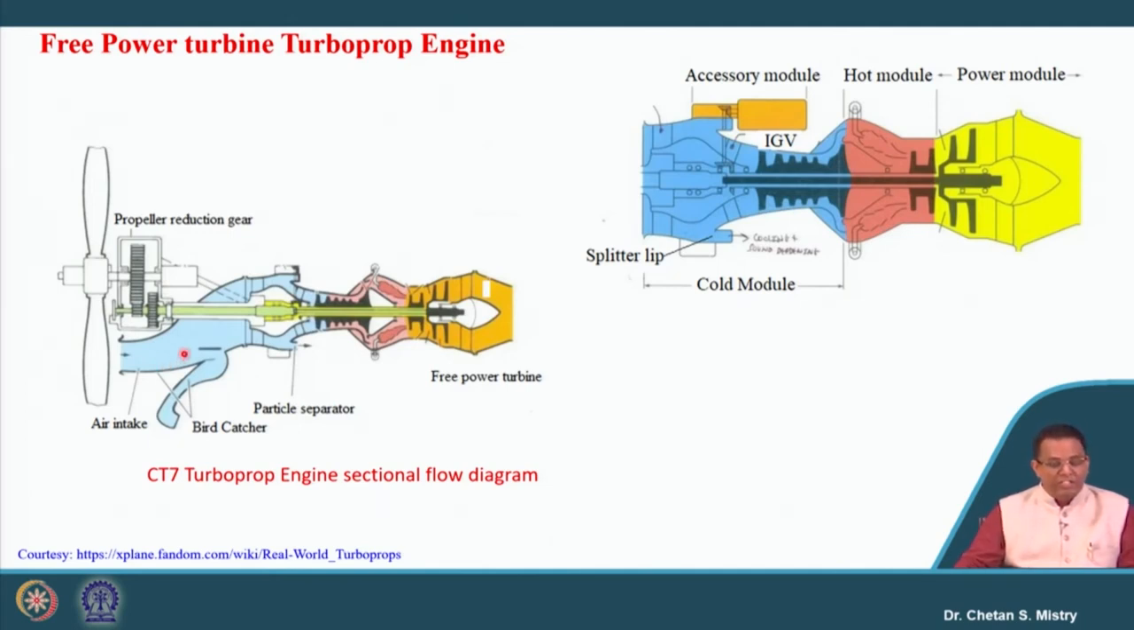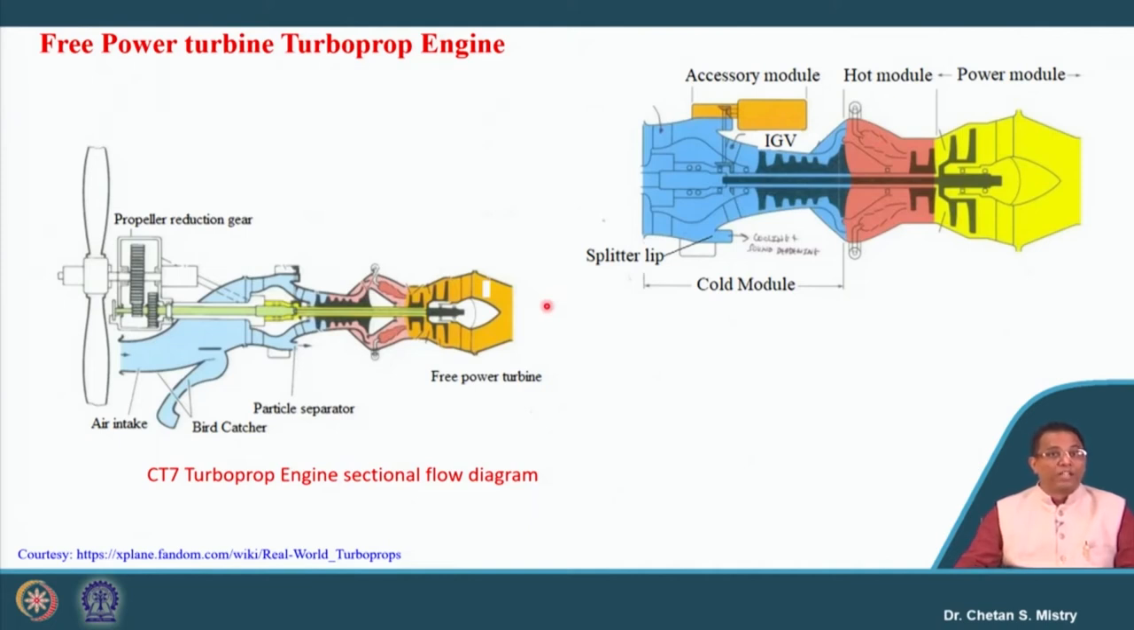Here in this case, this is the CT7 engine. If you look, they have a special kind of configuration where, in case a bird gets ingested, it can be kept inside by, say, a bird catcher. There are applications where it is used in desert areas, so they have, say, a particle separator that is used to separate sand particles from going inside the engine. So this is representing the similar construction in a detailed way.